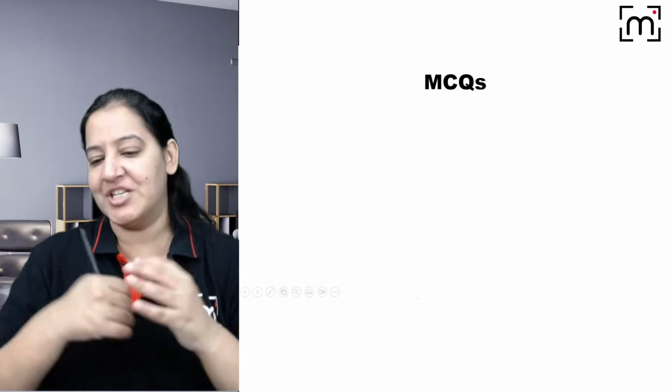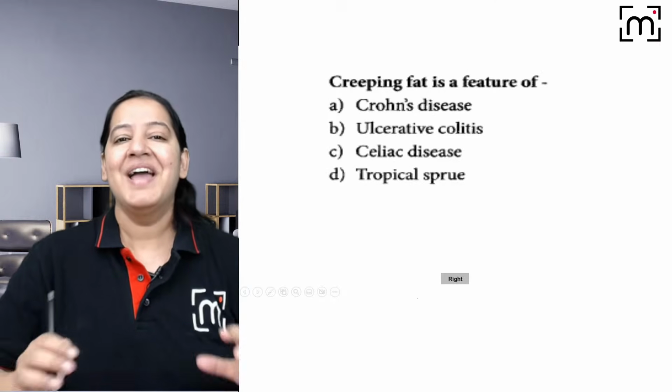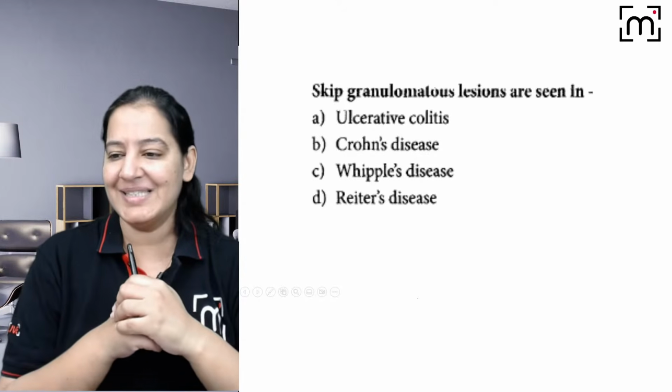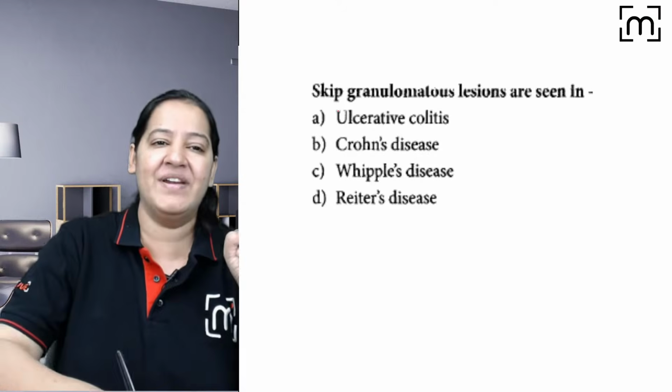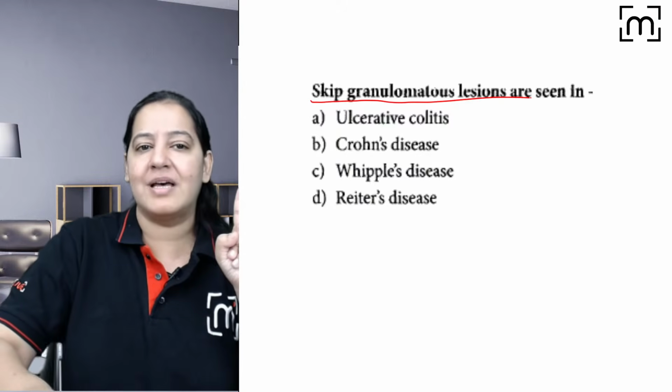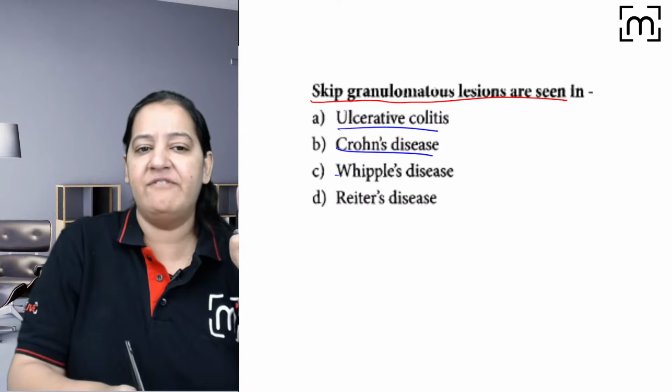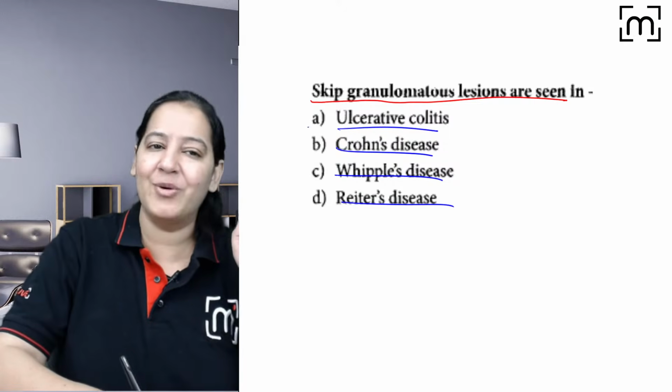So I have a few questions for you. You have to answer those questions. Can you tell me the answer of this question? Easy one, I guess it's easy. Everyone can answer. Skip granulomas are a feature of. The four options are in front of you. Is it UC, CD, Whipple's disease or Reiter? Now the question is only between A and B.